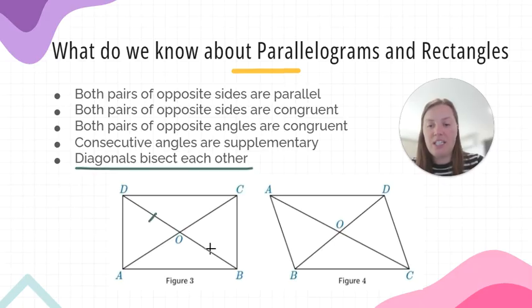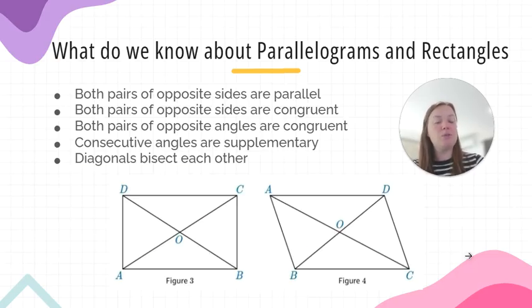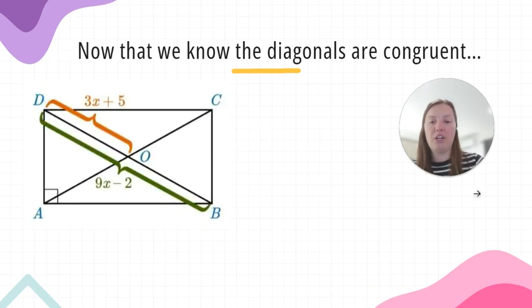Lastly, our diagonals bisect each other. Okay, so that means that DO and OB, or BO, are congruent to each other, and then CO and AO are congruent to each other. And it goes the same for this parallelogram here. So these are things to keep in mind because we are going to do one more big proof here.